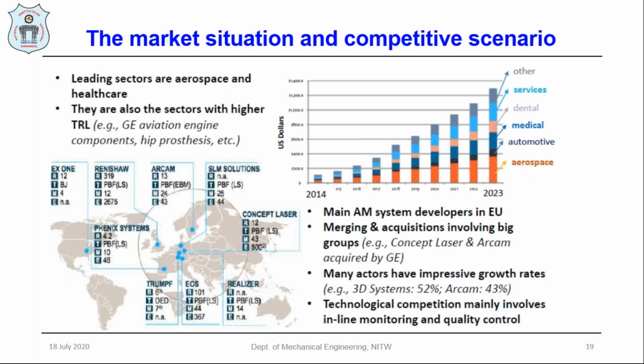You can see the market situation and competitiveness of this sector. Day by day it is increasing in all sectors, the commercial sector, medical sector, automotive sector. The application and utilization of additive manufactured metallic components is increasing day by day.